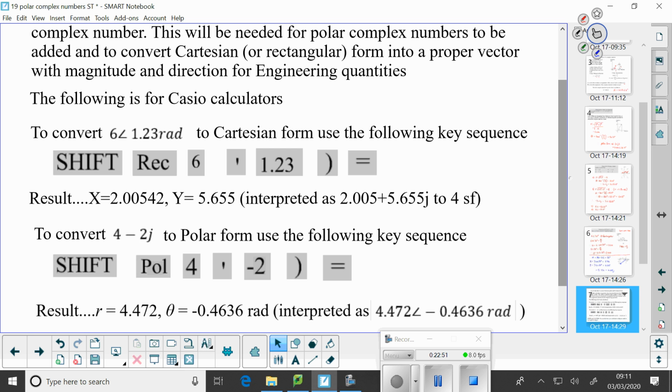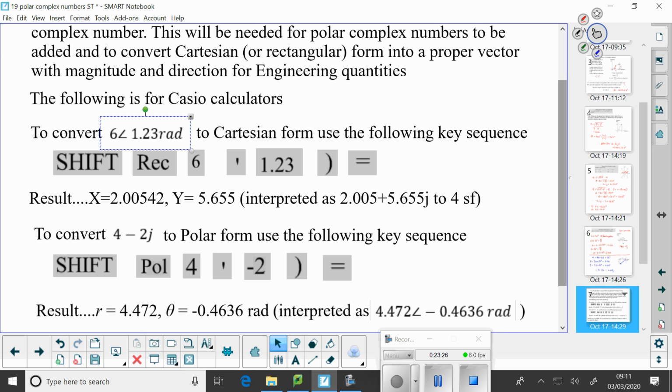So the first one there is converting 6 angle 1.23 radians into Cartesian form. You push the shift button. You push rec, which I believe is on the minus button on the Casio calculator. And then you put in 6, which is the magnitude of the polar number. So when you want to know which to push, you push the form that you want to convert to. So we've gone from polar to rectangular. Then we put a 6 in.